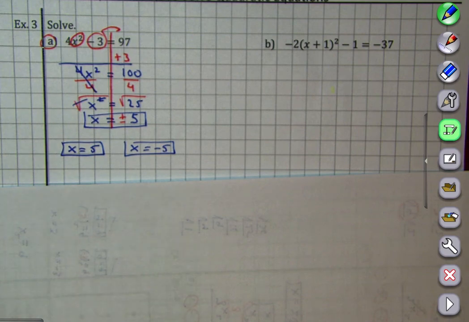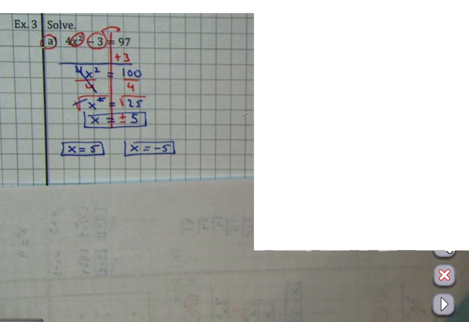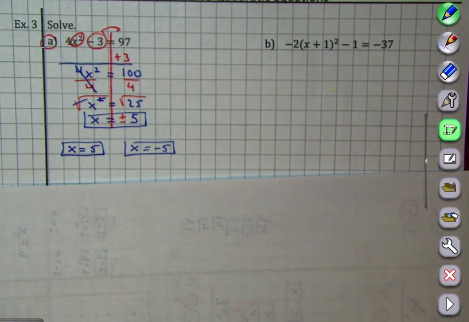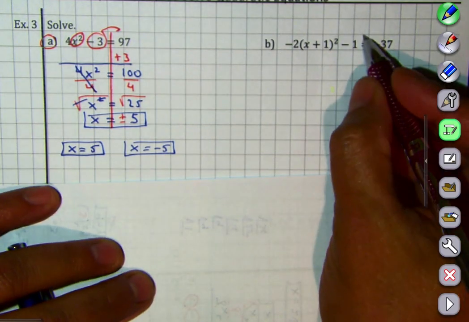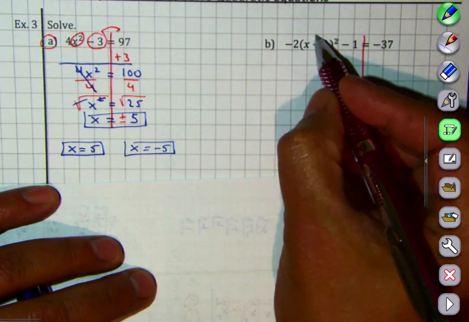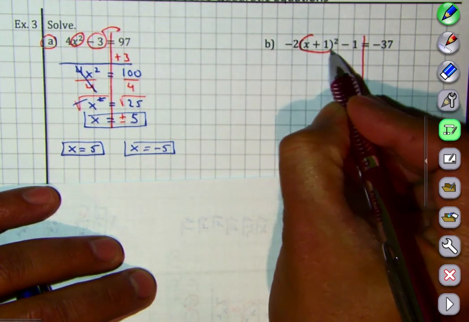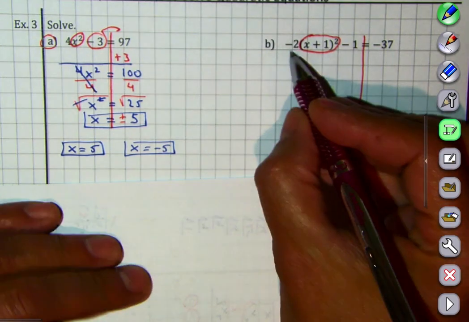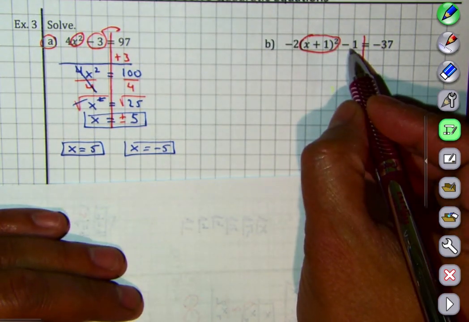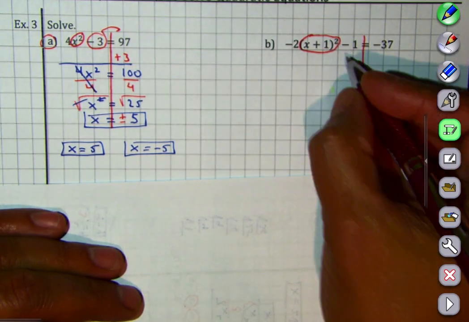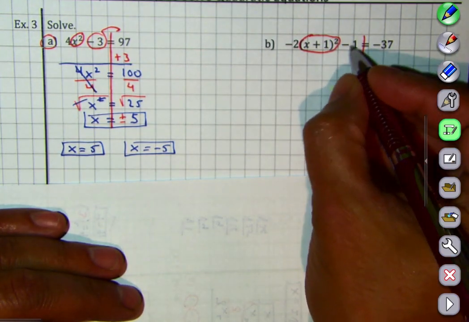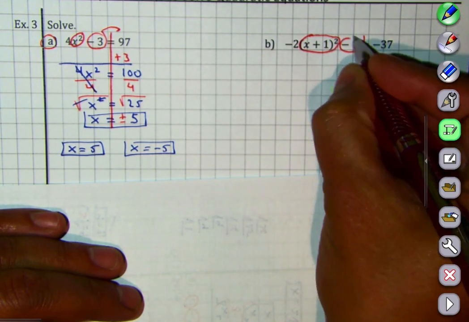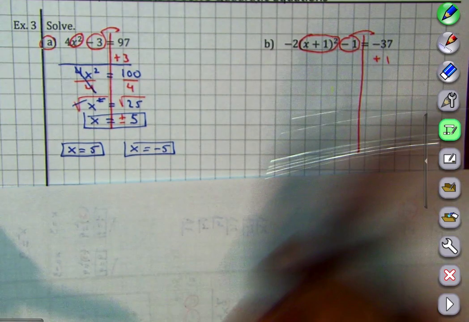Letter B. Let me see if I can fix this, I know it's kind of flashing. So let's go through letter B. I'm going to draw the line. And I want to be able to leave whatever is being squared by itself. So I want to leave this by itself. I need to get rid of the negative 2 and the negative 1. What should I do first? Correct. I should get rid of the negative 1. I'm going to add 1 on both sides, or I can just move the 1 to the right because it's a positive 1.